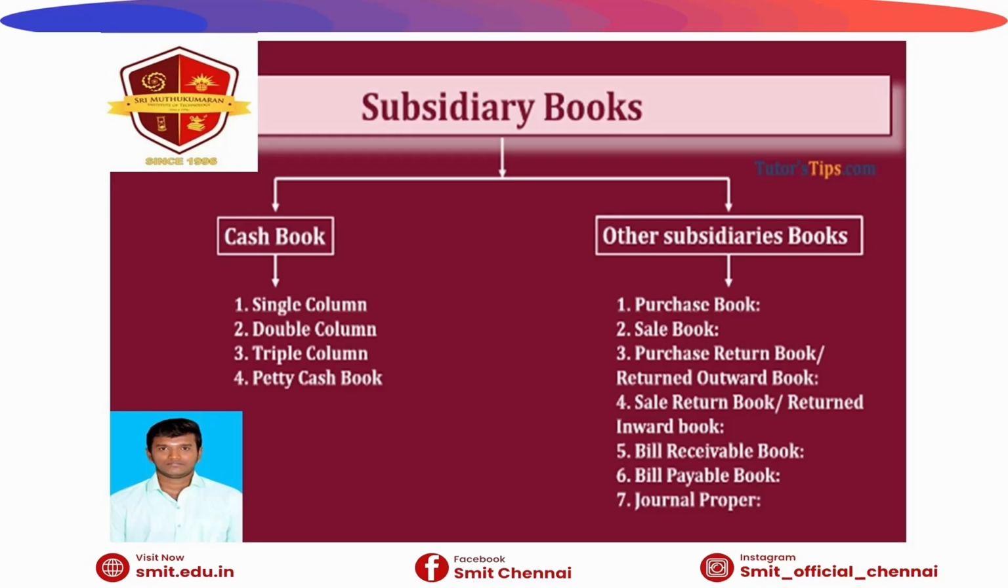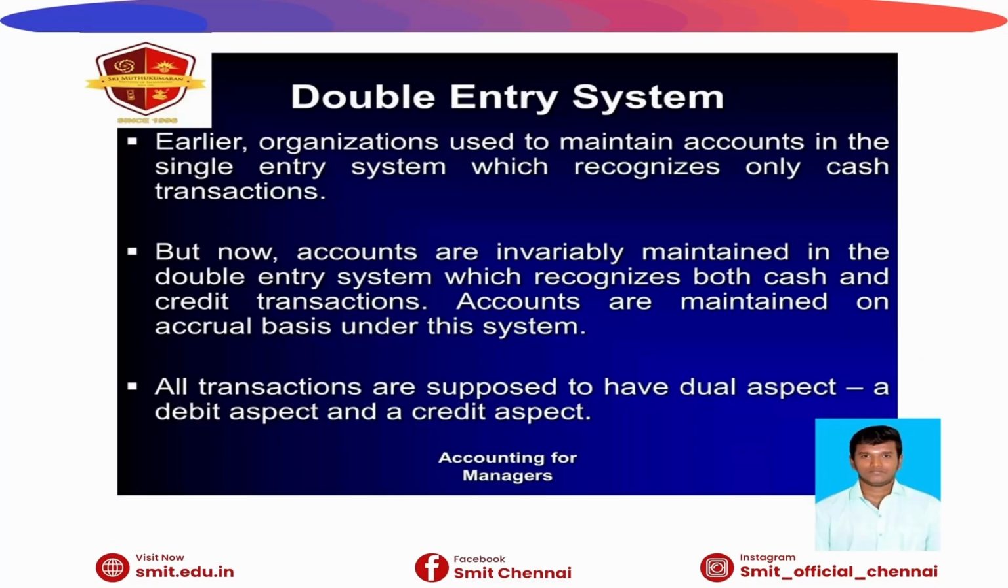And then double entry system. Double entry system means in the past many organizations used a single entry system which only record cash transactions, but today almost all businesses use the double entry system which records both cash and credit transactions and follows accrual basis of accounting. What does double entry mean? Every transaction has two sides, a debit and a credit, and both must be recorded. In single entry system, both will not be recorded, but in double entry, both should be recorded.